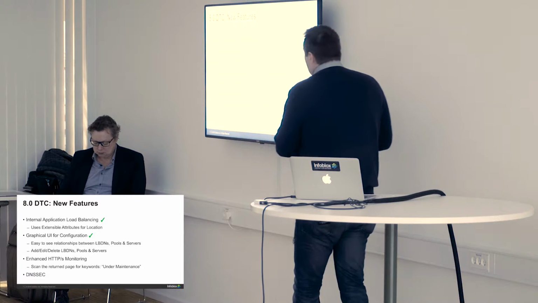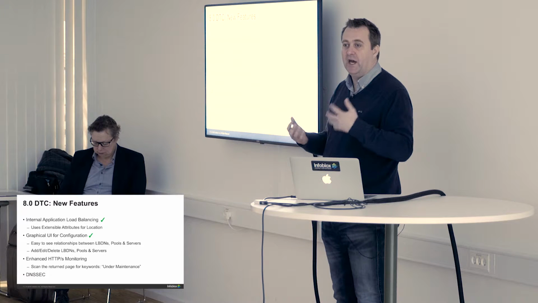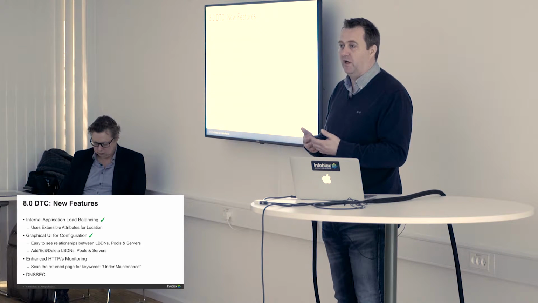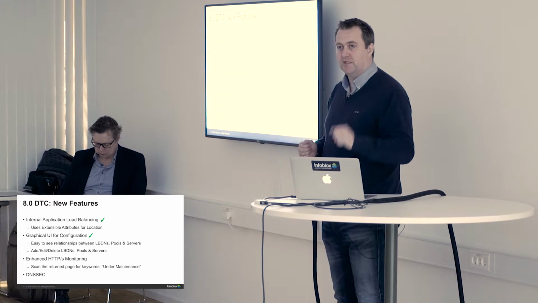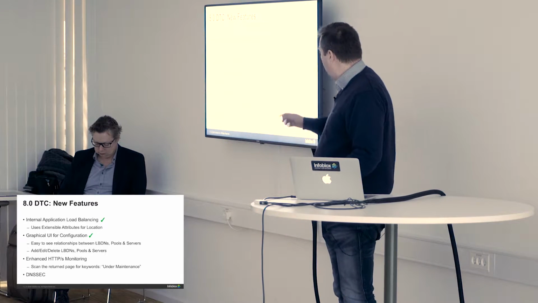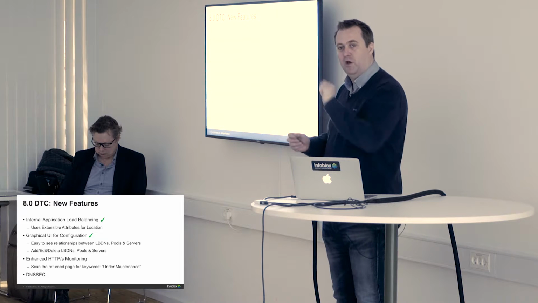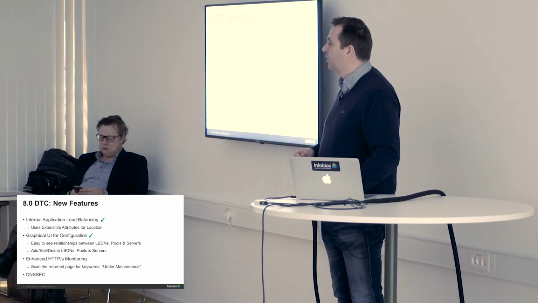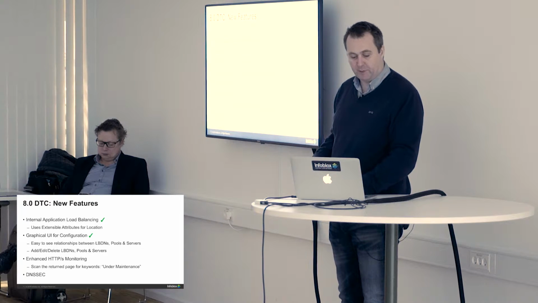So what's new in 8.0? Internal application load balancing, where you can use the extensible attributes you add in your IPAM for the location. So you can make decisions based on the network the request comes from and the service you want to go to, based on these extensible attributes. We also made a graphical user interface. In the previous version, you could have some graphical reflection of how it looks, but you still needed to go to different tabs to configure everything. Now you can just drag and drop and click and change things very easily.